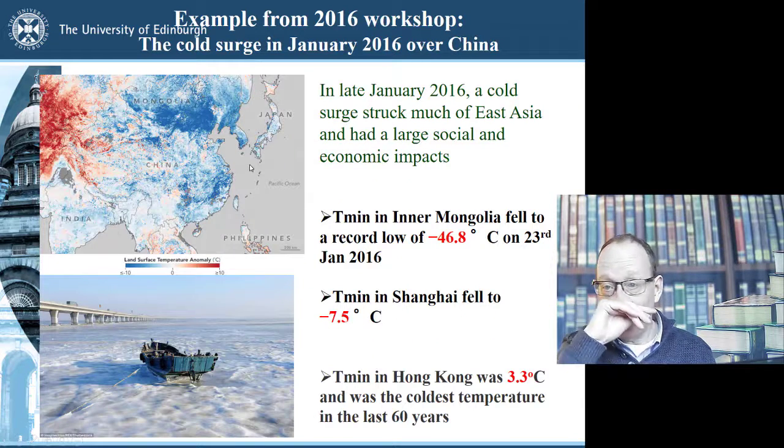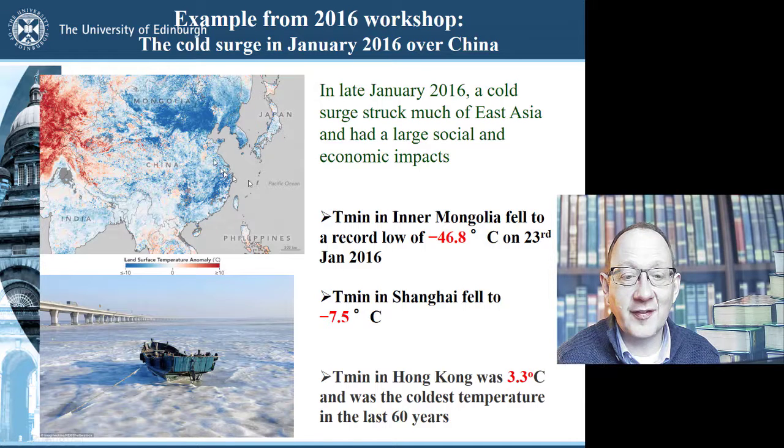So here's an example study from the 2016 workshop. I'll say at the time they didn't really study the mechanisms. We have subsequently done that, so I'll show you that. So here's a discussion of the event. Here's a land surface temperature anomaly, similar data to that used in the Russian study. So here's a cold surge that struck most of East Asia, and had large social and economic impacts.